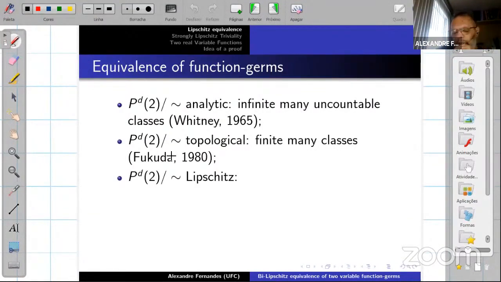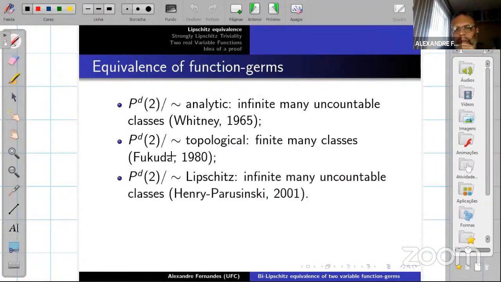What about Lipschitz equivalence? It was proved by Henri Parushinsky that you have a kind of problem like we had in considering analytic finite many uncountable classes if you consider such a set up to Lipschitz equivalence. So today I plan to talk about this equivalence here.